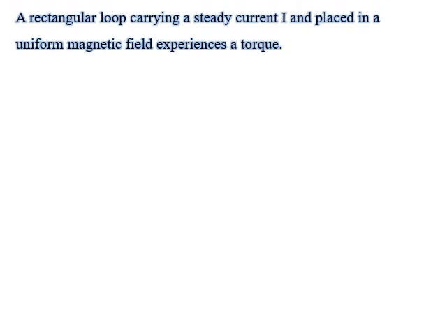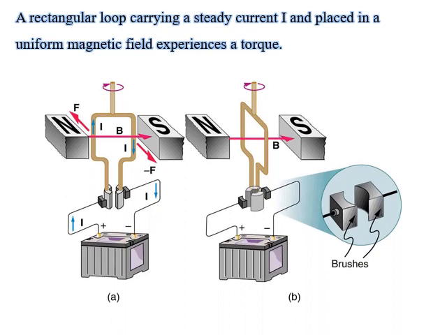Consider a rectangular loop carrying current. Place that rectangular loop in a uniform magnetic field. When you place it, that is when the loop experiences both coupled forces and collinear forces to give rise to a torque on the loop. That is what we have written here. A rectangular loop carrying a steady current placed in a uniform magnetic field experiences a torque. This torque can be clockwise or anti-clockwise depending on the direction of current flow in the loop.